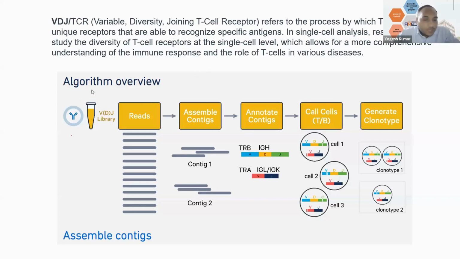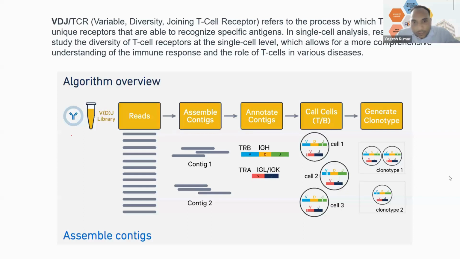So you have this tube with all your samples, and you have this VDJ library in this tube. Then you read this library, you assemble the contigs, then you annotate these contigs, and then call cells. After your annotation, you get the variable, diversity, and joining regions of these cells. So you have cell 1, 2, 3, then you generate the clonotype of these cells, and each clonotype is a unique clonotype. They generate the unique sequence actually. And then these clonotypes are also attached to a particular single cell type.